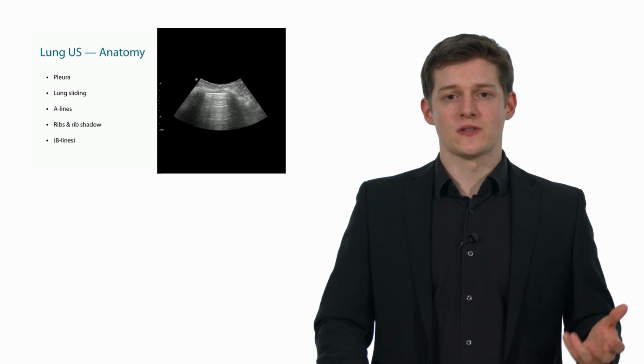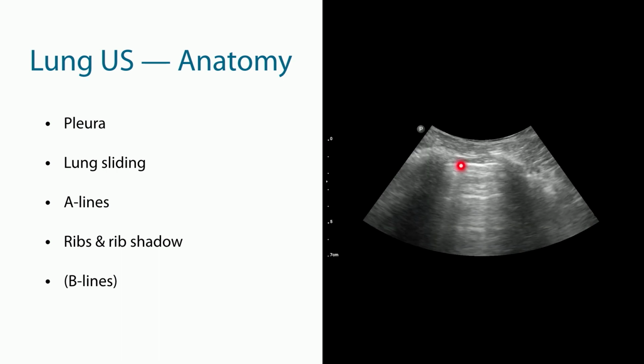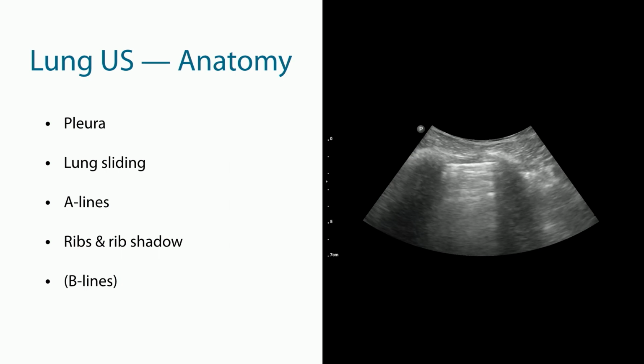Let's review the anatomy we just saw. We see ribs, and ribs always make this shadow here. So you cannot scan through bone. We have a rib cranial and a rib caudal. In between the ribs we have this hyperechoic bright line. This resembles the pleura. We see lung sliding, so somewhat movement of the pleura that is normal, that should be, and we see A-lines. And sometimes we can see B-lines. If there are 1 or 2 B-lines per intercostal space, that's absolutely normal.